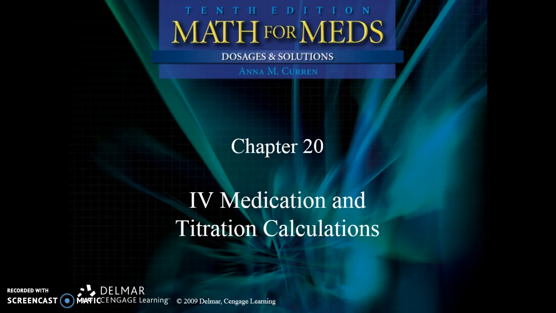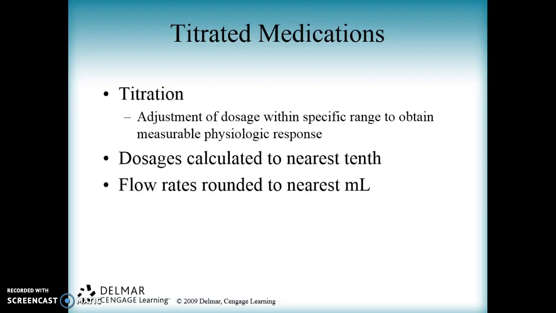This week we're going to be covering IV medications still, but we're going to be looking specifically at titrated medications. So when we're discussing titrating medications, what we're looking at is dosages where we have a range that we can be within. So maybe we give them a little bit and we have one thing happen, and we give them a little bit more and something different happens, or something happens better, or however you want to think about that.